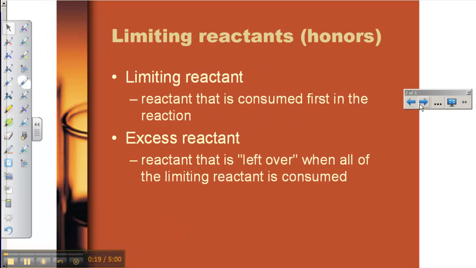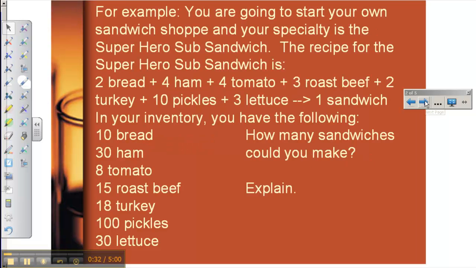So the limiting reactant is the reactant that is used up first in the reaction. The excess reactant, you will still have more of it left over. You've got more than enough than you need in the reaction. So let's look at an example.